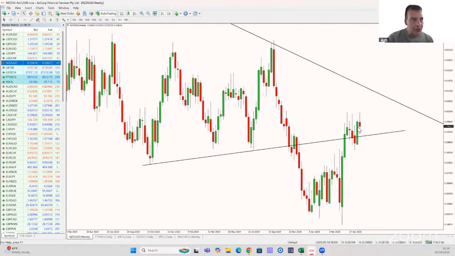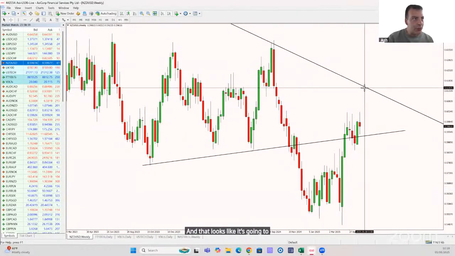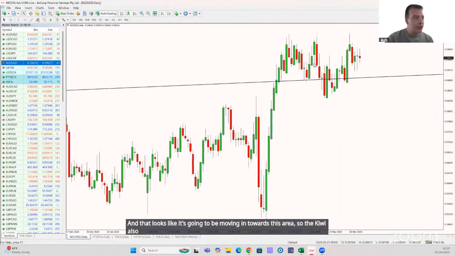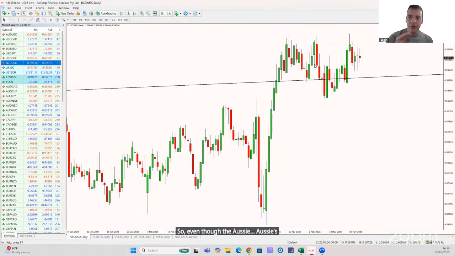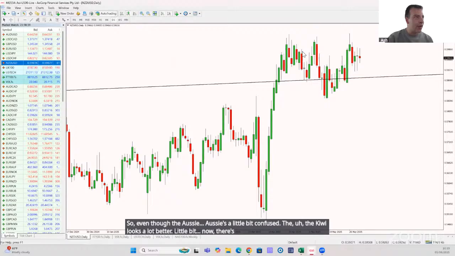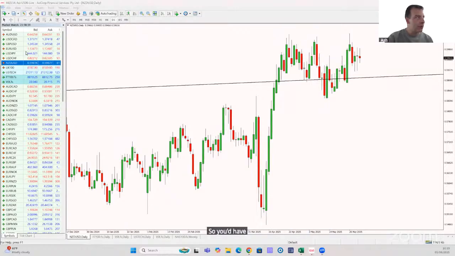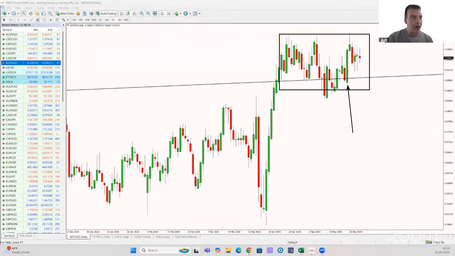Looks pretty good. So the previous week's bar was strong, and that looks like it's going to be moving in towards this area. So the Kiwi also looks pretty good. So even though the Aussie's a little bit confused, the Kiwi looks a lot better. There's a tight trading range here, so you'd have to be very careful. Here's the trading range here. But what we do see is this bar here, that bar there creating a higher high, and this potentially being a higher low.